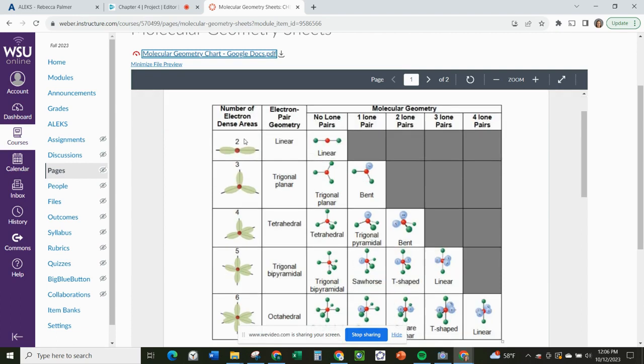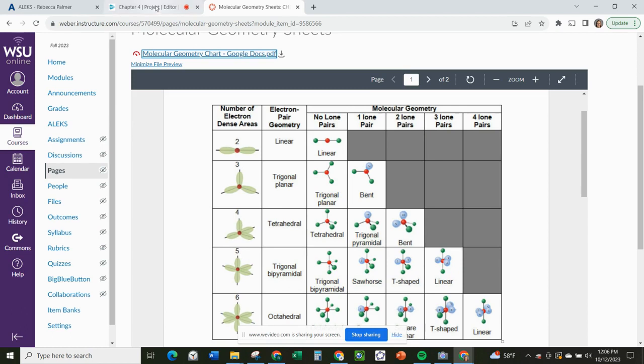But I would make sure that I put these 2 columns on my note card. Number of electron dense areas and electron pair geometry. So we have 4 electron groups in this periodate ion. And so that would make it a tetrahedral geometry.